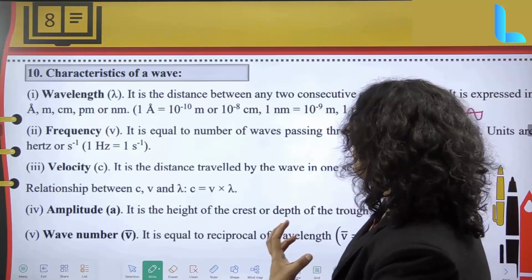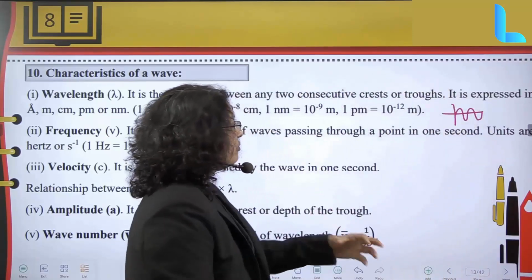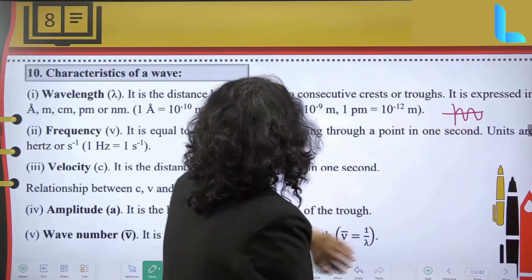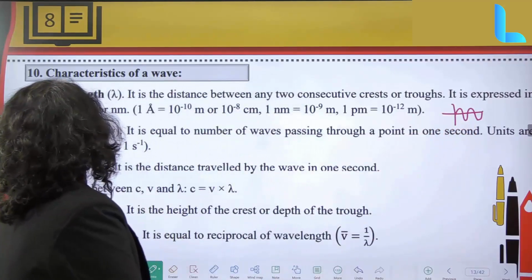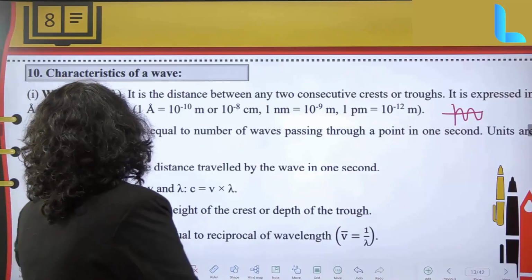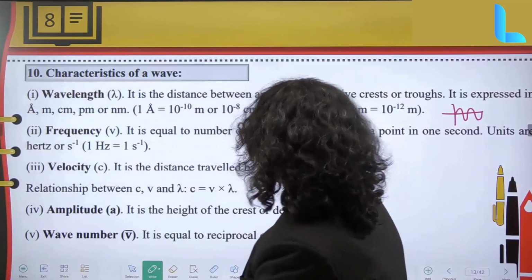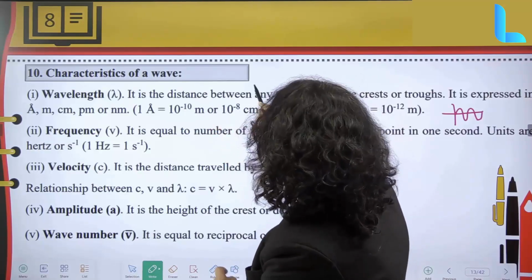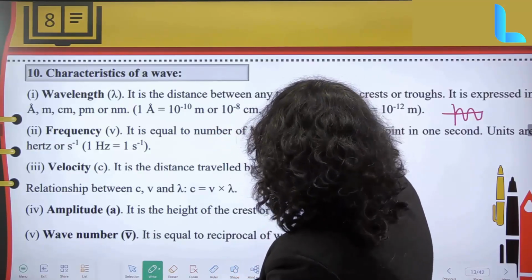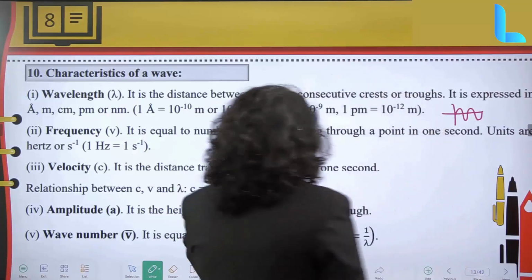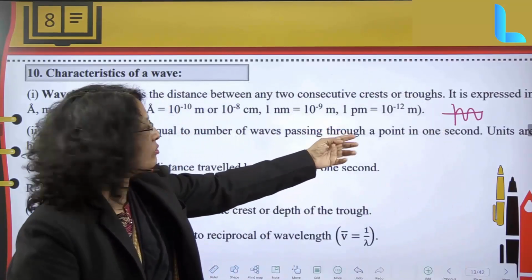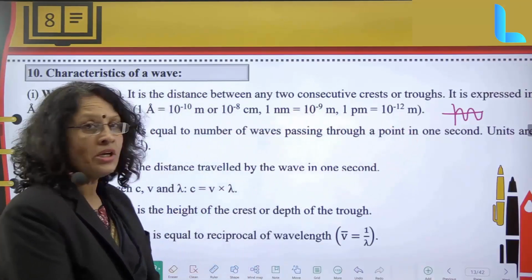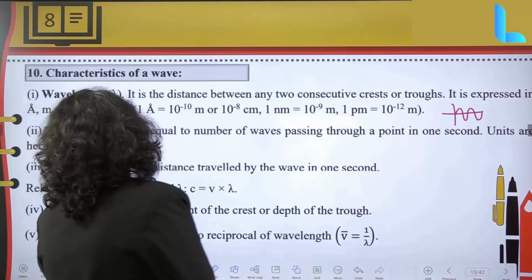Then what is wavelength? Wavelength is the distance between two adjacent crests or adjacent troughs. It is expressed in Angstrom, meter, centimeter, picometer, nanometer. 1 Angstrom is equal to 10 power minus 10 meter or 10 power minus 8 centimeter. 1 nanometer is equal to 10 power minus 9 meter. 1 picometer is equal to 10 power minus 12 meter. That is called wavelength, the distance between two consecutive crests or troughs.